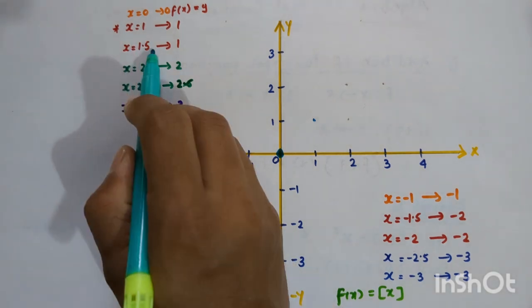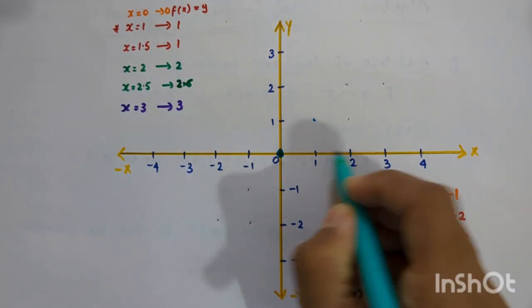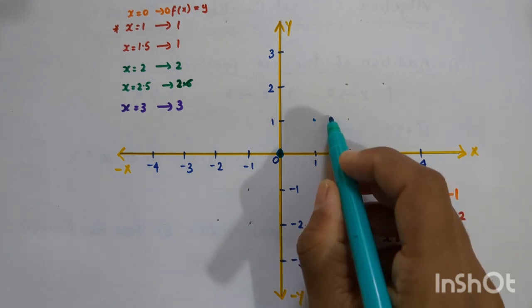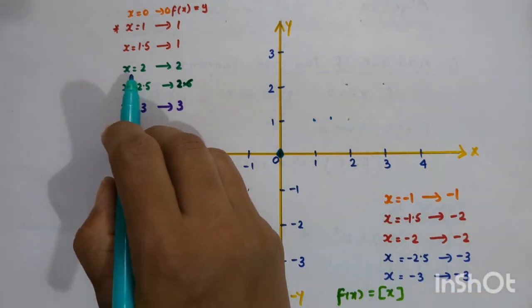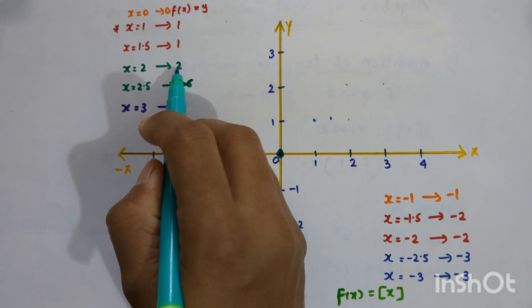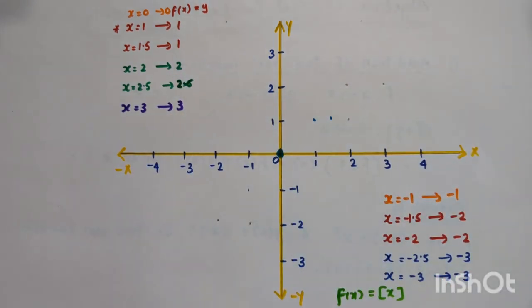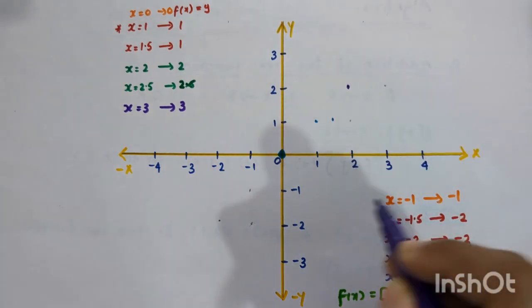Similarly, when x is equal to 1.5, y value is 1. So 1.5 will be in between 1 and 2. So x is equal to 1.5, we will get y value 1. So we will get a point here. Then when x is equal to 2, y value is 2, not 1. When x is equal to 2, y value is 2. So we will get a point here.